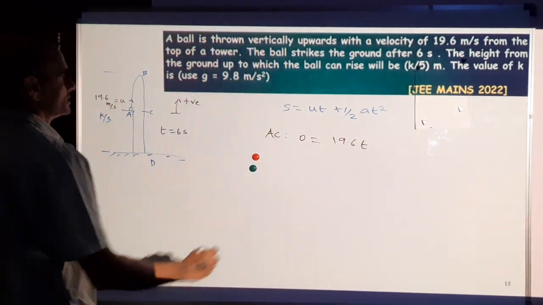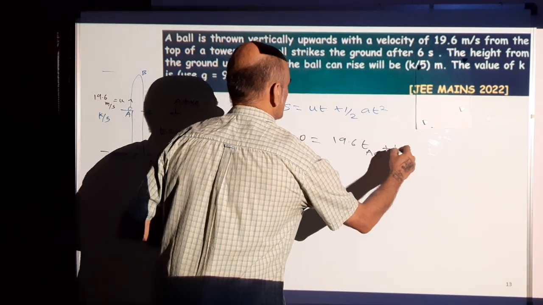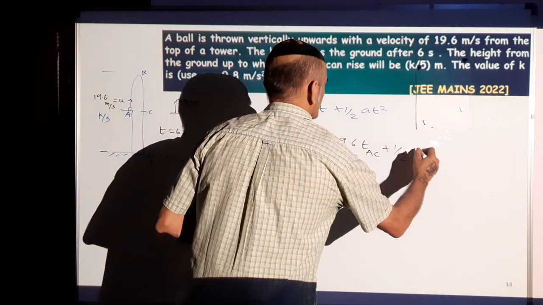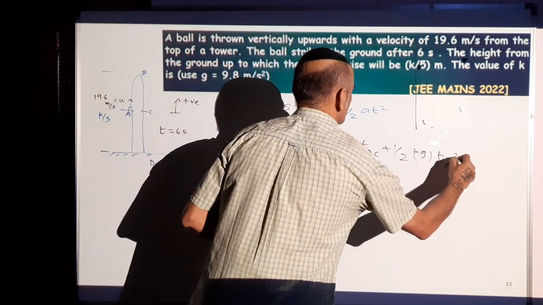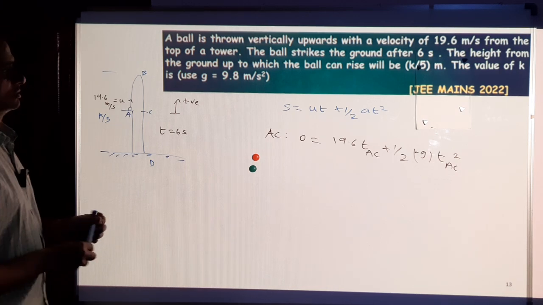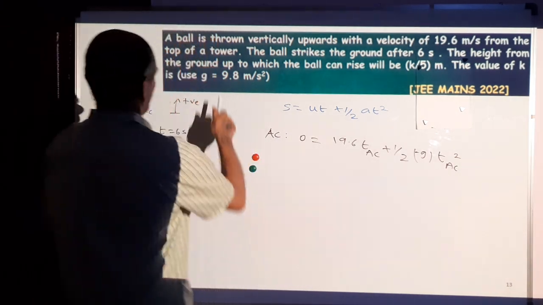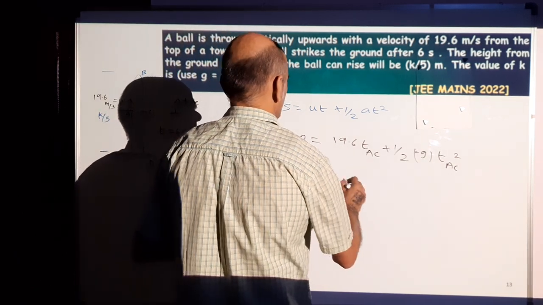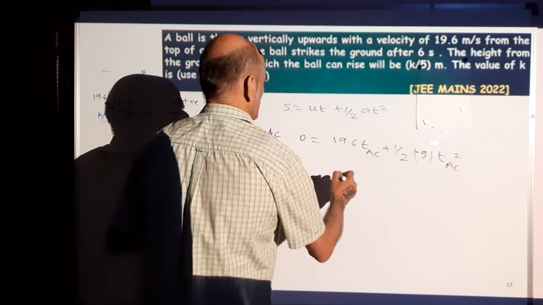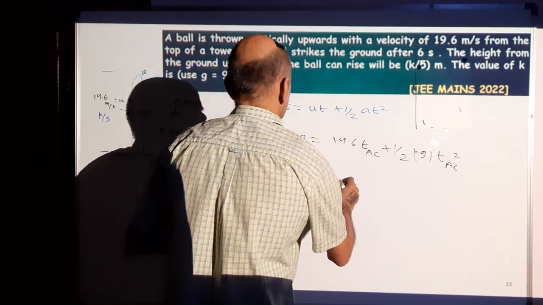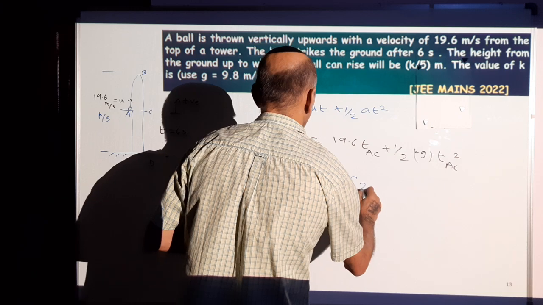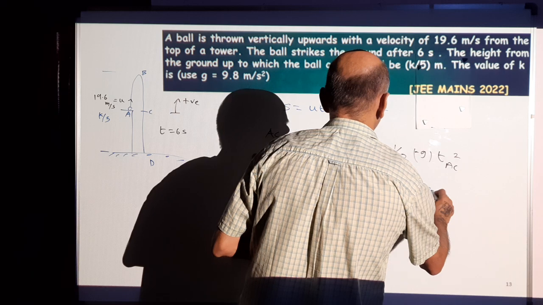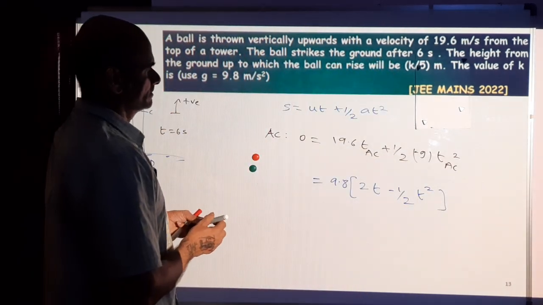And u, upward is positive, 19.6 into the time it took to go from A to C. This half acceleration is downwards, so it should be minus, so minus half g t AC square. So g is 9.8. So if we take 9.8 outside, it becomes 2 times t minus half 9.8 t square. I can also take the t outside.